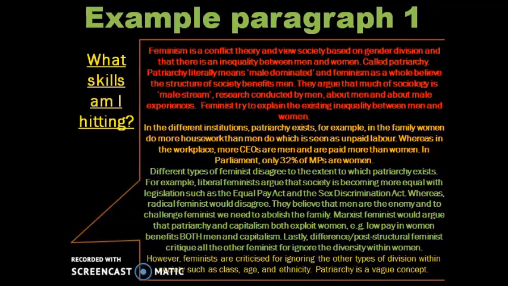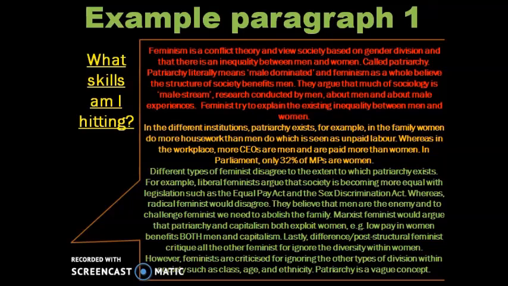So continuing the theme of patriarchy, this shows different viewpoints on patriarchy. It's looking at this term from different angles, from the different feminist viewpoints. And this is gaining AO3 analysis marks because they're looking at the same point but from different viewpoints or through different lenses. However, feminists are criticised for ignoring the other types of division within society such as class, age and ethnicity, and patriarchy is a vague concept. So finally the student offers evaluation points, and this will hit the AO3. And then what you've got there is a paragraph that shows AO1, AO2 and AO3.